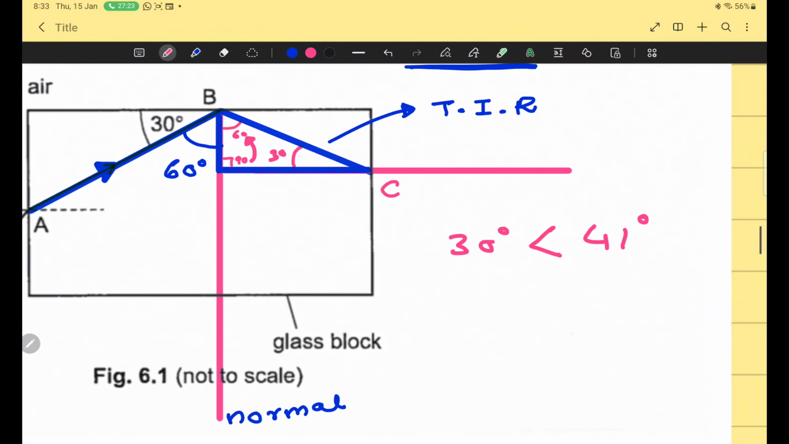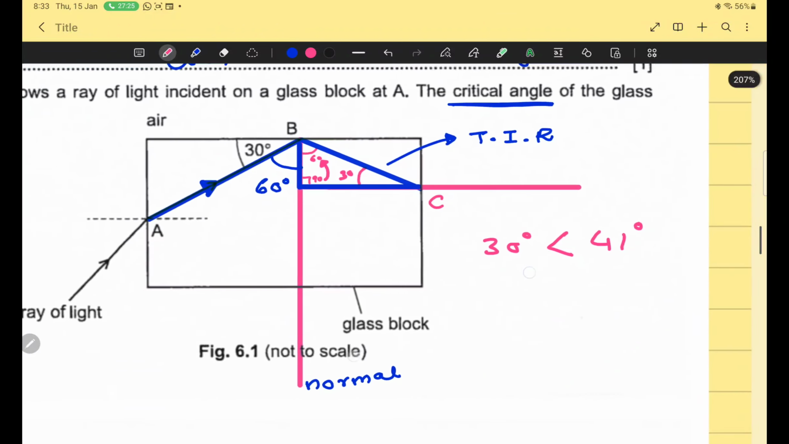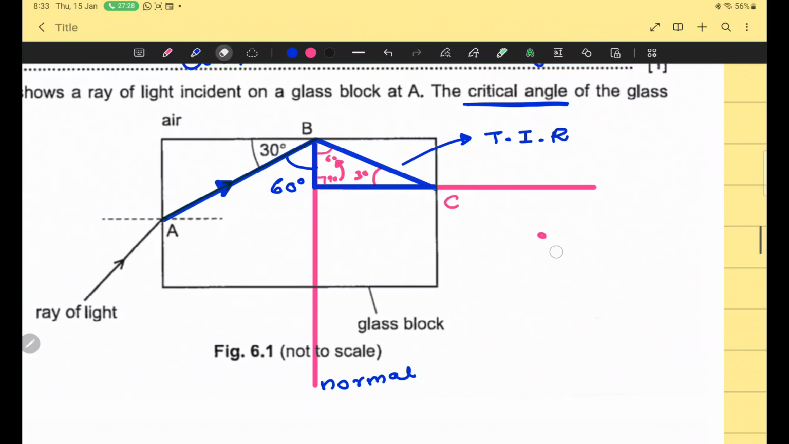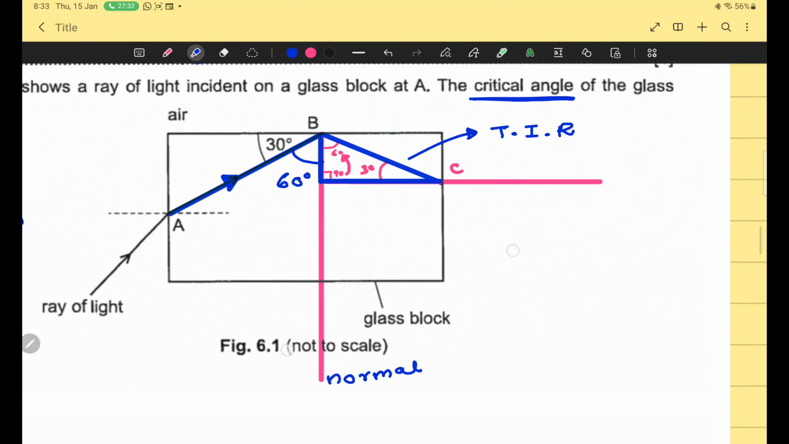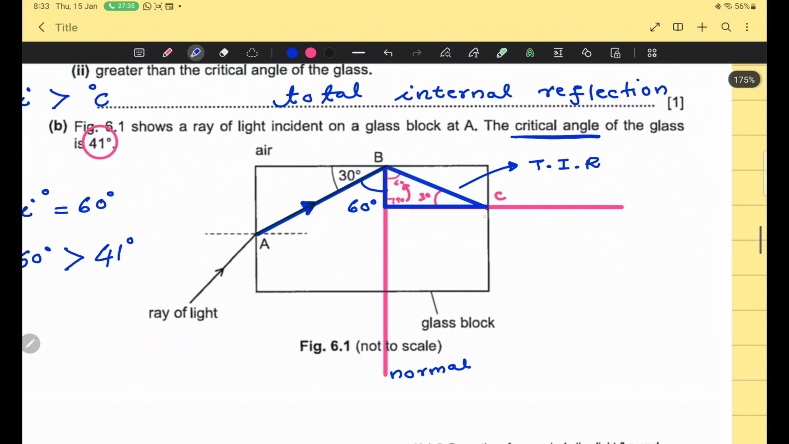Okay. This angle is 30 degrees, which is less than the critical angle, so there is no total internal reflection. Sir, here will be refraction. Refraction means the light will emerge out into the air, bending away from the normal. This is the original path, but the light will not follow it. The light will bend away from the normal. So this is the emergent light.